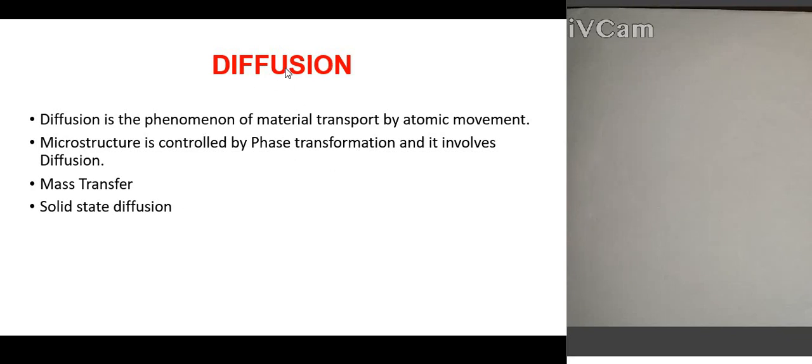So what is diffusion? Diffusion is a phenomenon of material transport by atomic movement. What happens to the microstructure when the material is transported from one point to another point? Diffusion is nothing but mass transfer. The mass or the atoms are transferred from one point to another point of the crystal lattice.